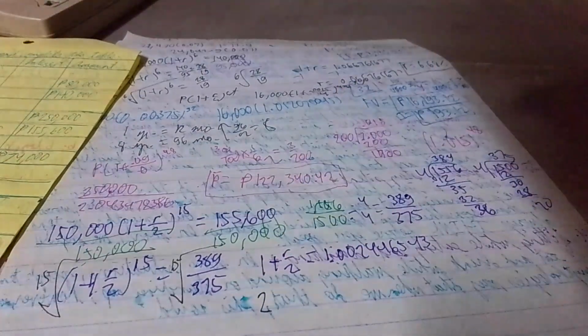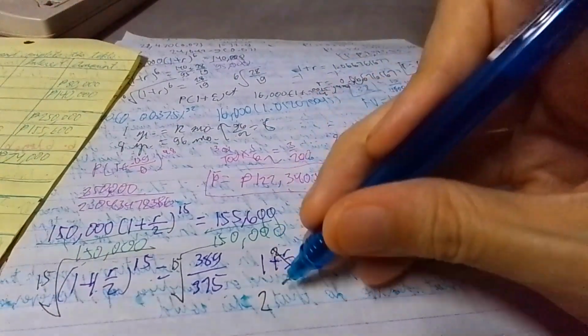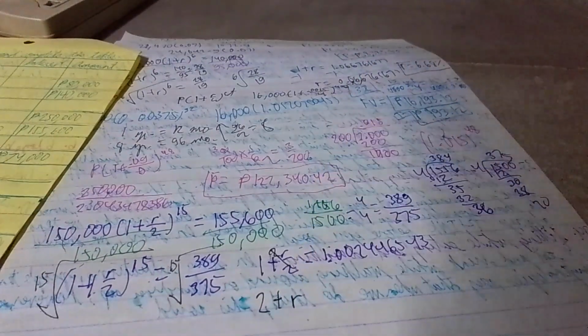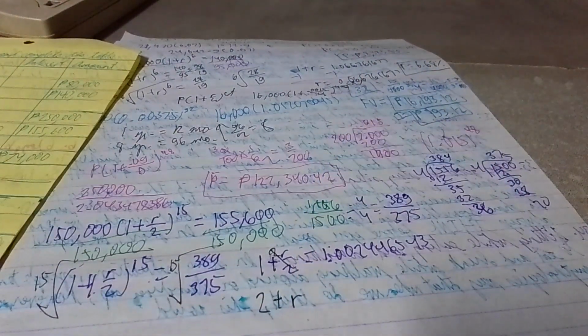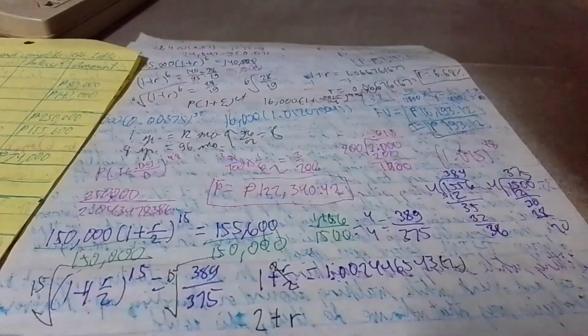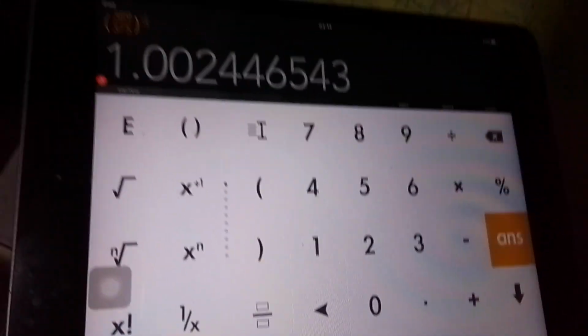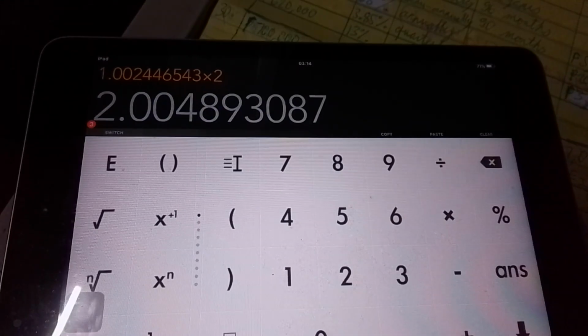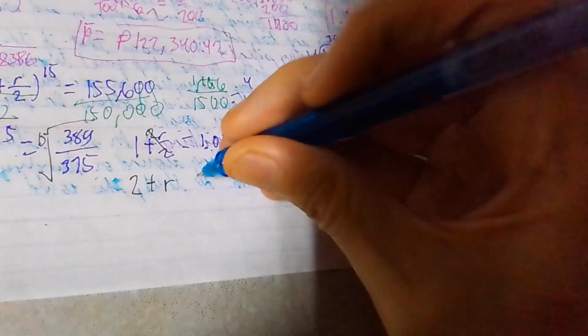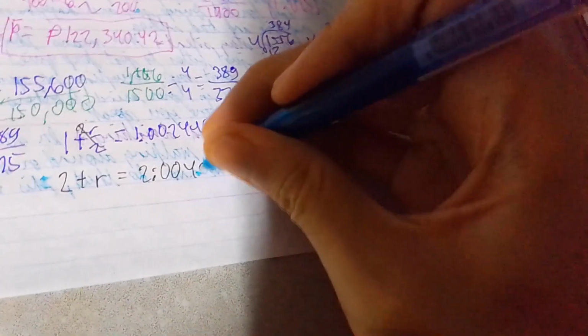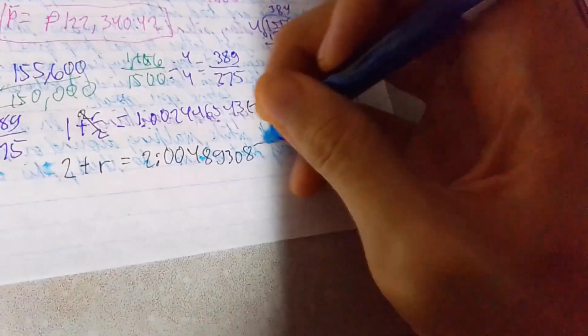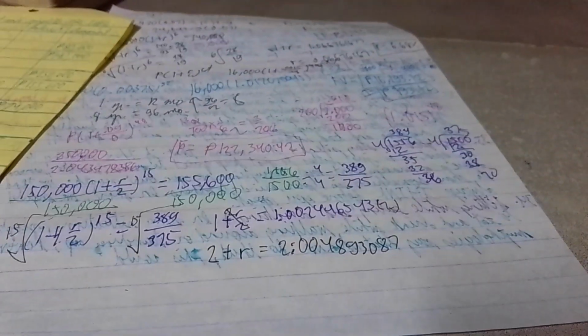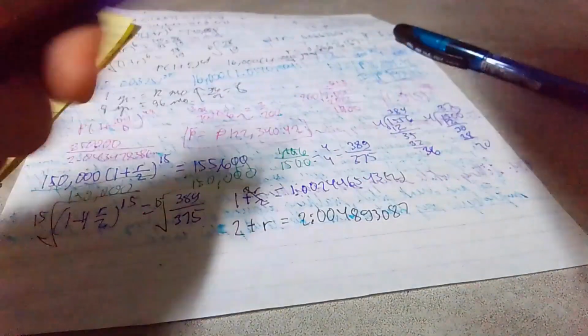So, here we have 2. And then here, the 2's cancel. So, 2 plus r is equivalent to this answer being multiplied by 2. So, I multiply this by 2. And then, this is what we do. Multiplying that by 2, we should get 2.00489. That's supposed to be our answer. 2.004893087. And then, back to one linear step equation.